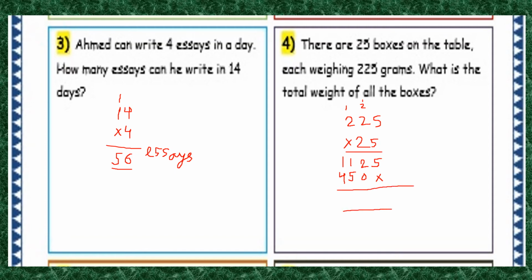Now children, add these two products. 5. Then 2 plus 0 is 2. 1 plus 5 is 6. And 1 plus 4 is 5. Now answer is 5625 grams. As the weight is given in grams, it is asking in grams, so 5625. Children, in this way you have to practice.